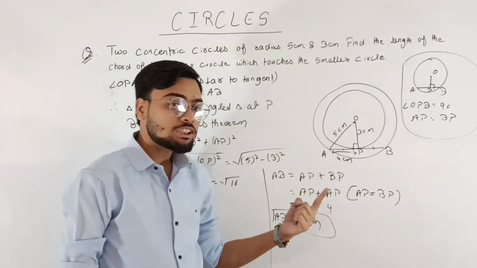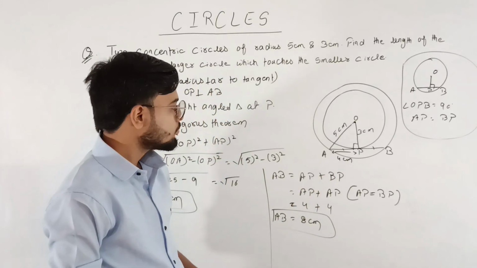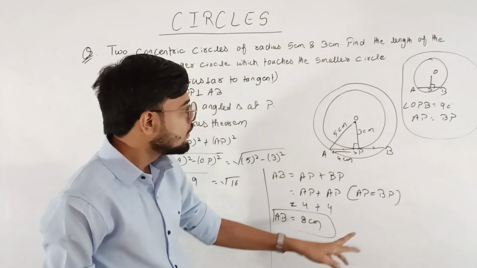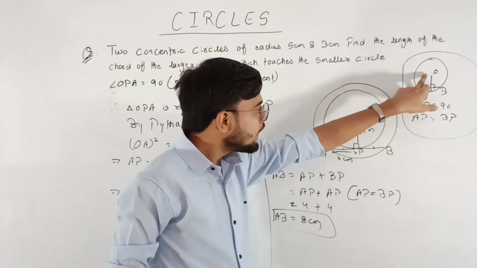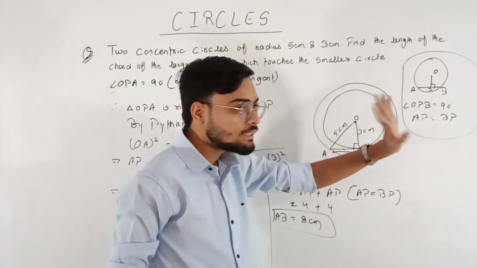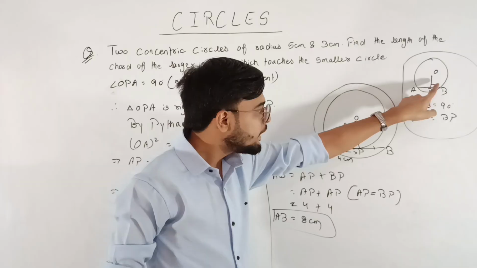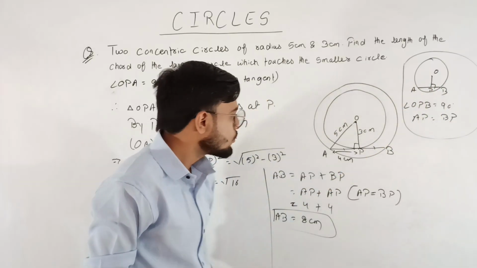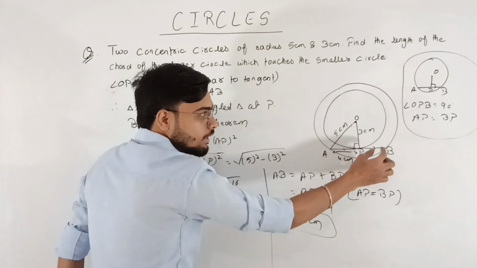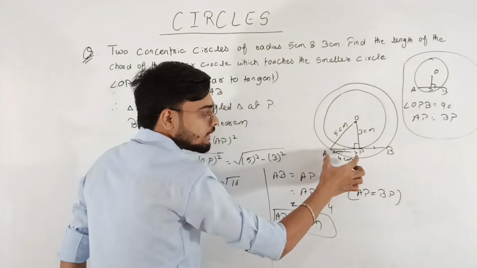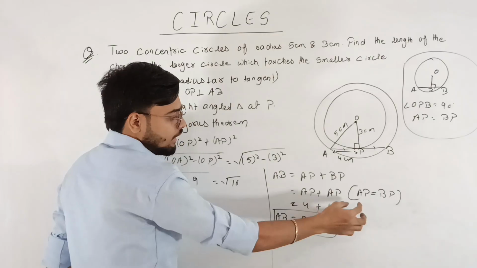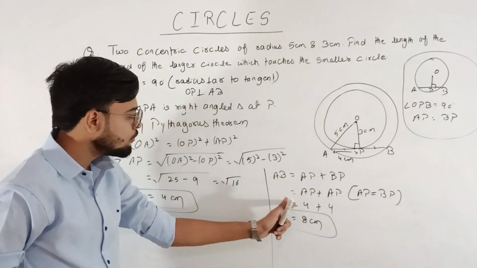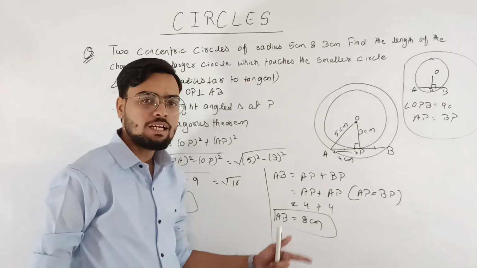So recall your first theorem of class 9, which said that a line drawn from the center to the chord is the perpendicular bisector of the chord. Perpendicular bisector means it makes 90 degrees and bisects the line AB, which means this is equal to this. So here OP is the line drawn from the center of the larger circle, then this OP bisects the line AB, which means AP is equal to BP. So in place of BP I write AP, because AP is equal to BP. So AP plus AP is 4 plus 4, which is 8 centimeter. So AB is 8 centimeter.